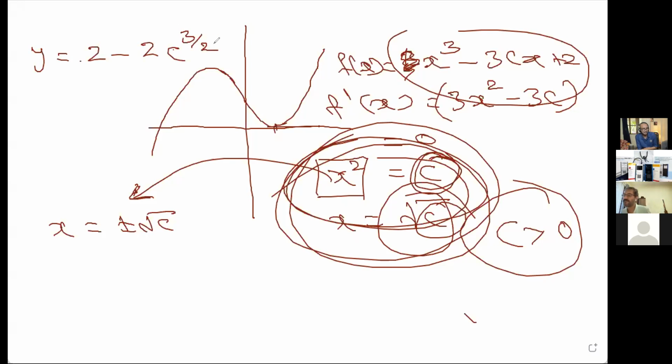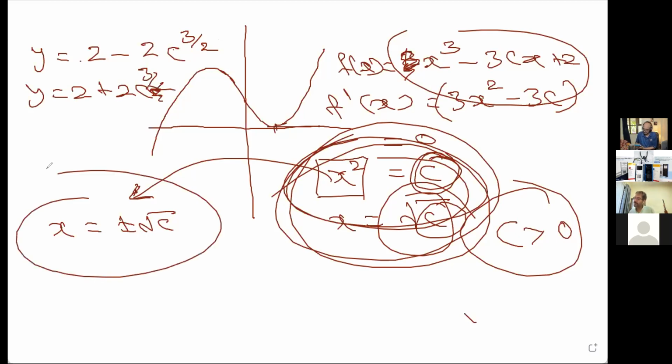Someone please check. If it is wrong, let me know, I'll correct it. I think it's fine. Yeah, it seems okay. And when x is equal to negative square root of c, the first one will be negative, the second will be positive. So the y value will be 12 plus 2c raised to the power of 3 by 2.